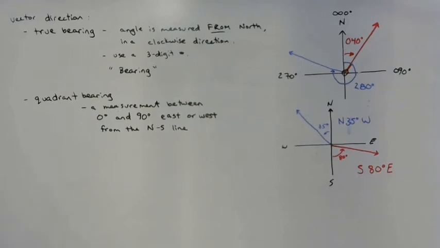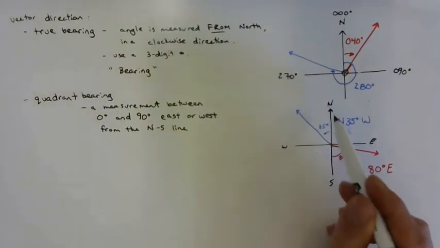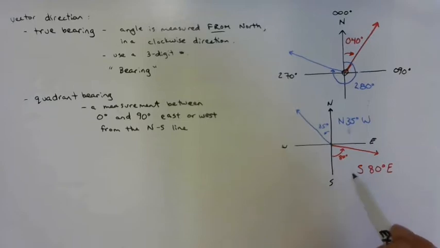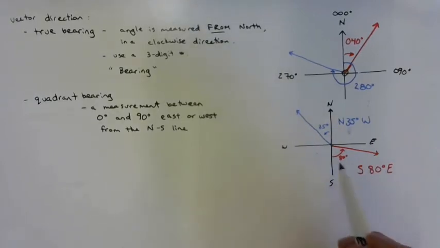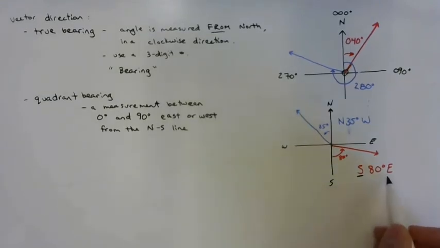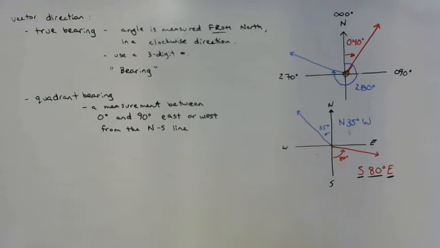All quadrant bearings are referred from north or from south to east or to the west, if that makes sense. So either north or south is always going to be your first letter, and E or W is always going to be your second letter, and in here it's always going to be between 0 and 90. Good? Let's test out a few examples here.